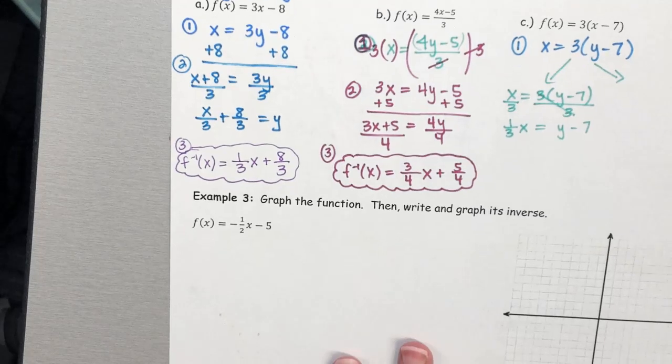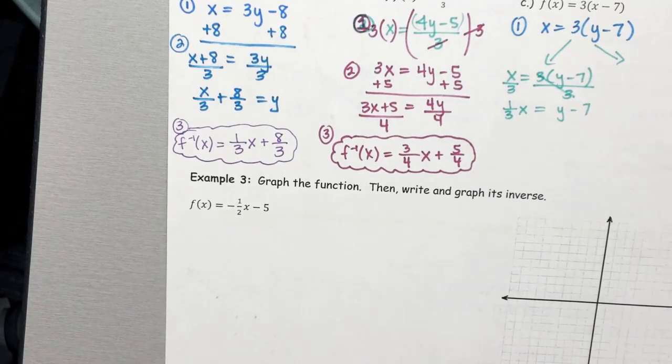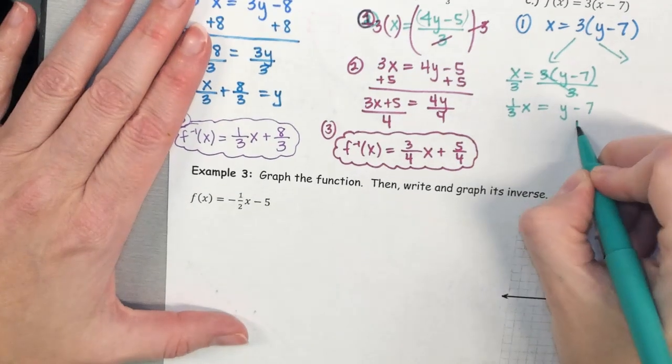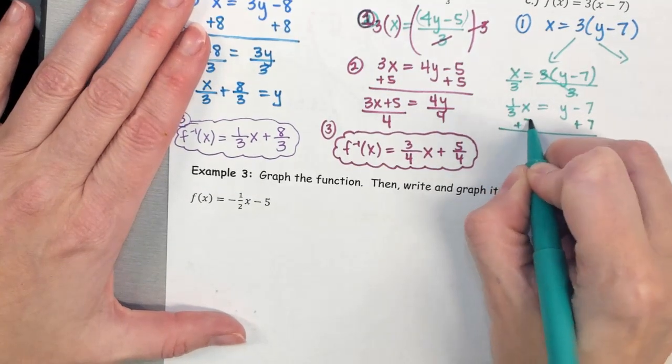Okay. And so this is going to be your 1/3 x equals y minus 7, and then you would just add 7 to both sides. So this is if you didn't distribute.